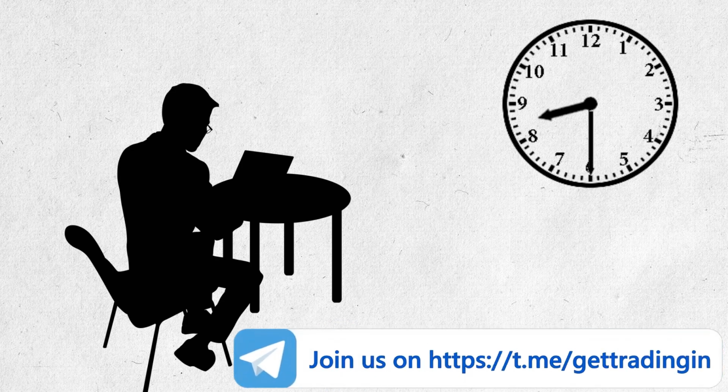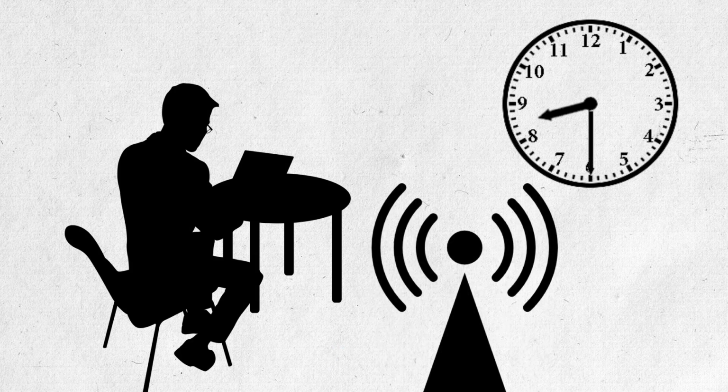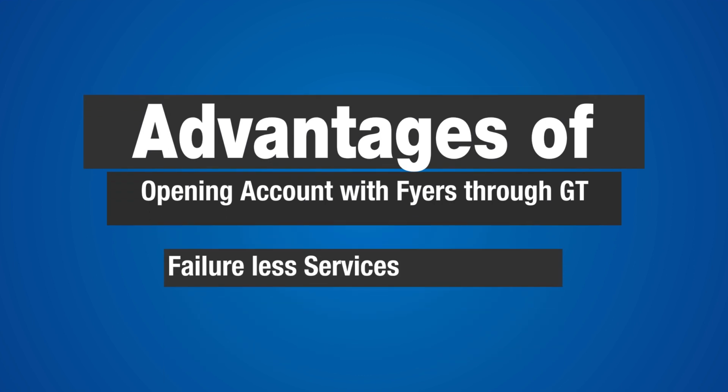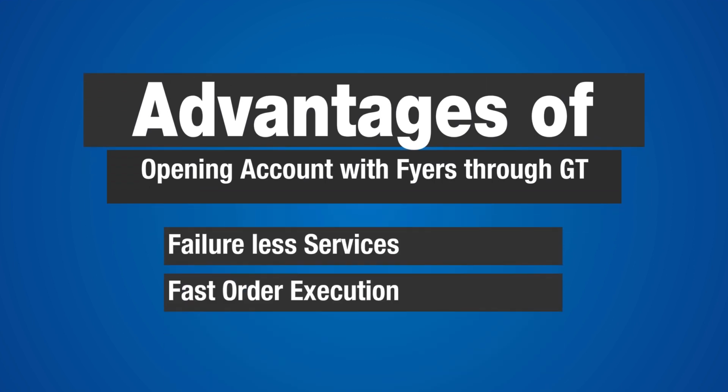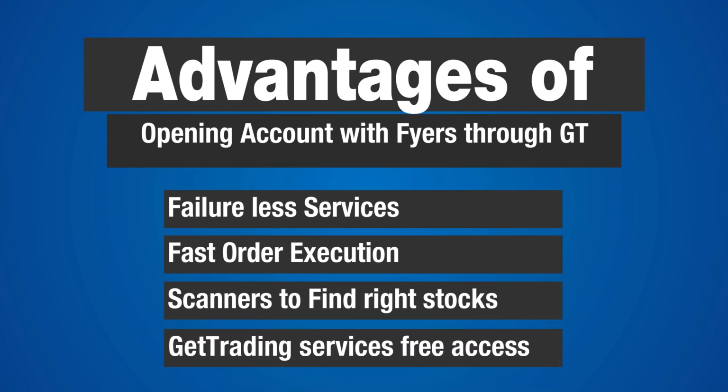As far as setup is concerned, you need a good computer or laptop with high-speed internet service. For the rest, if you have opened your account in Fyers through us, you will get all the tools and basics such as failureless service throughout, a fast order execution platform that supports hotkeys, scanners for finding the right stocks to trade, and, if you open an account using the Get Trading link, free access to our Telegram group which gives decoded important information like news, trade views and many more.